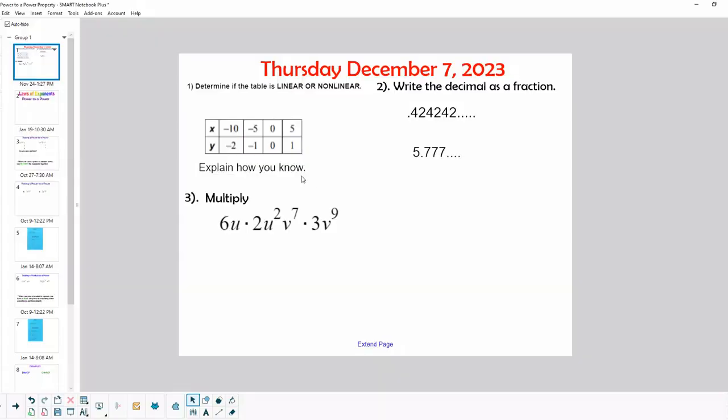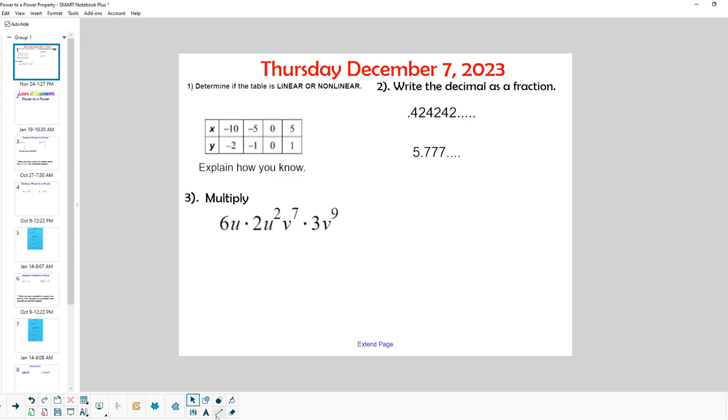Laws of exponents, and we'll actually have one of these examples in our bell work, but in the meantime, we've got a couple of questions to explore real quick. Determine if the table is linear or nonlinear. So this is just a set of ordered pairs that have been put out in table form.